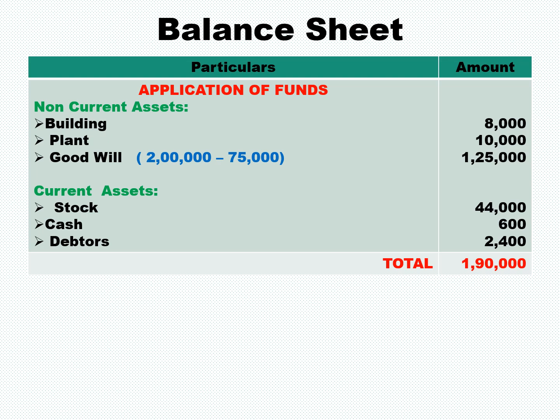Now come back to the balance sheet asset side. Building 8,000, plant 10,000, goodwill 2 lakh minus written off 75,000, you get 1,25,000. Then stock, cash, data, no changes, we get 1,90,000.